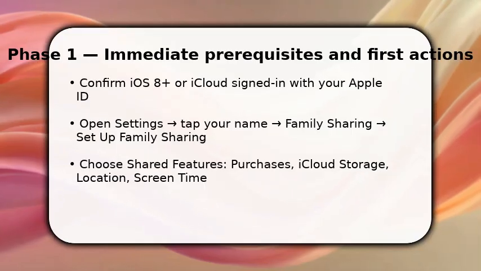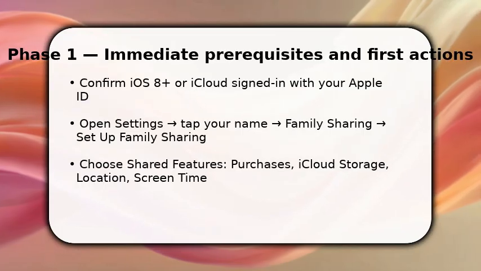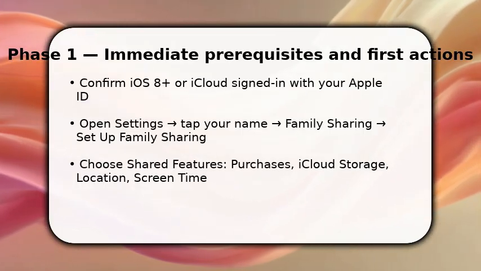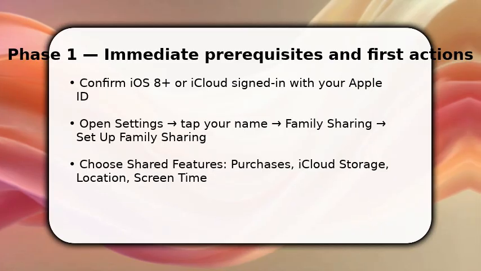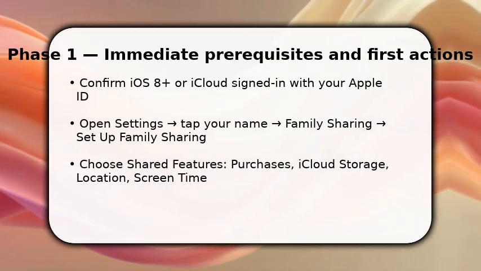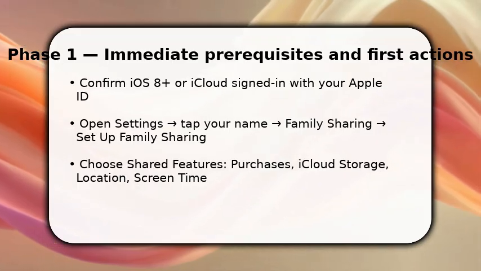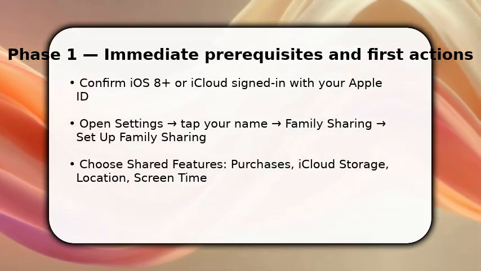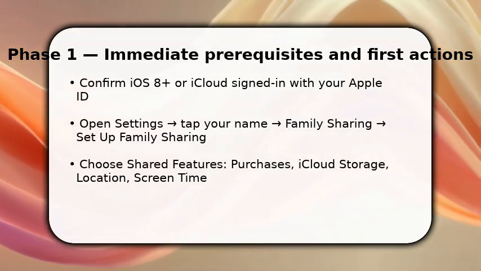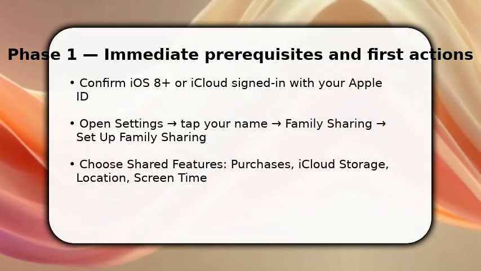You begin by opening Settings and tapping your name. This immediately accesses iCloud and family sharing controls. Next, tap Family Sharing and choose Set up Family Sharing so you're the organizer. Select the features to share, purchases, iCloud storage, location, screen time, because that determines what family members can access.